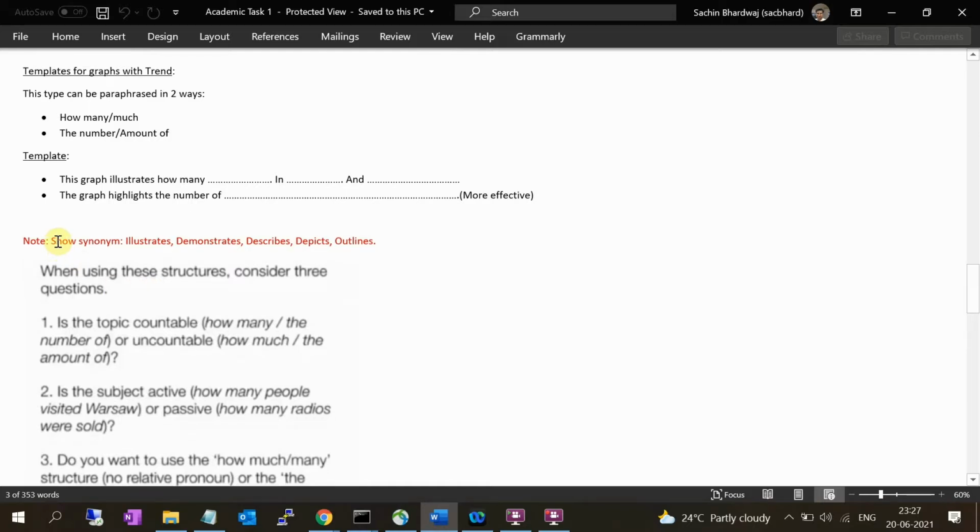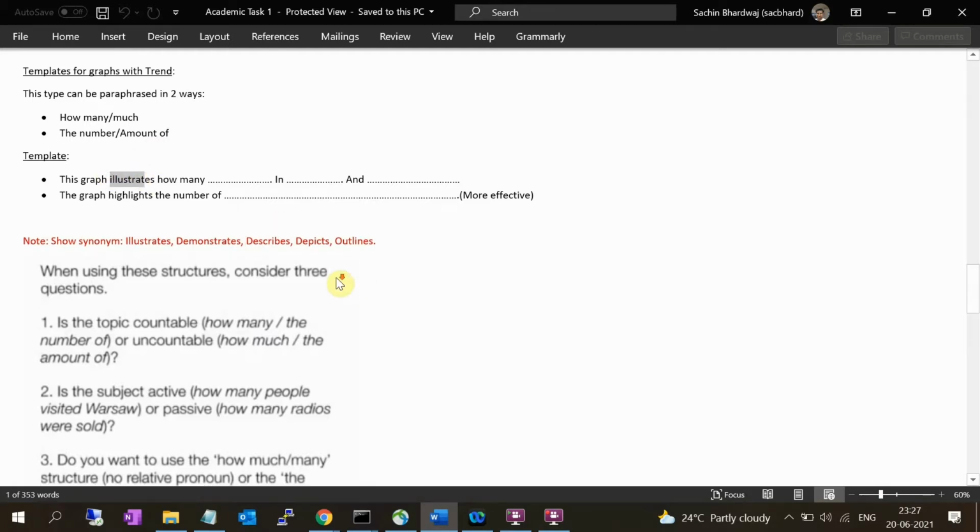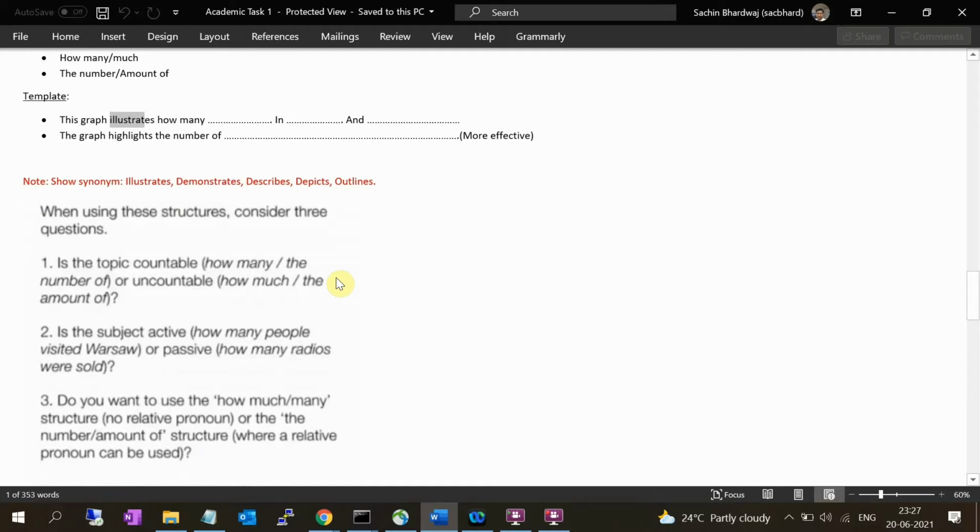One important thing is that the question will give a keyword like show. For that you can use illustrate, demonstrate, describes, depicts, outlines, or illustrates, which is one of the words we have used in the template on top. We have something more.